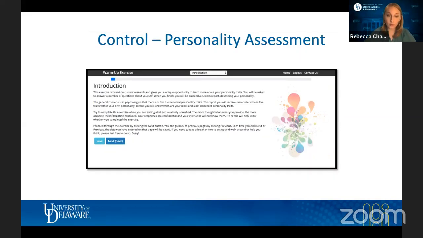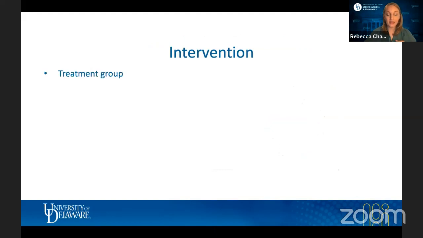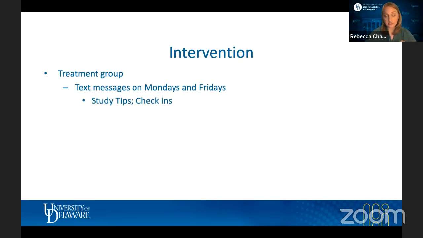The control group was given a personality assessment. And so the beginning page they saw was here. The personality assessment results were then emailed to the student afterwards in case they wanted to know how they did on the personality assessment.